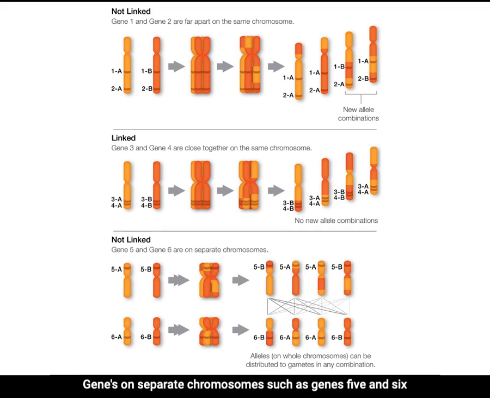Genes on separate chromosomes, such as genes 5 and 6, are never linked, looking at the bottom illustration. Each gamete gets a single copy, determined at random, of each chromosome. Because there is nothing holding them together, these alleles can pass to gametes in any combination.